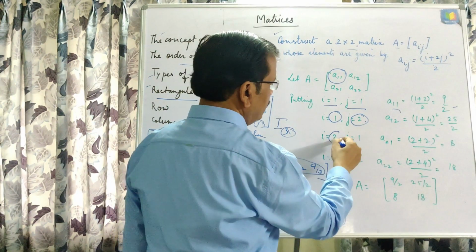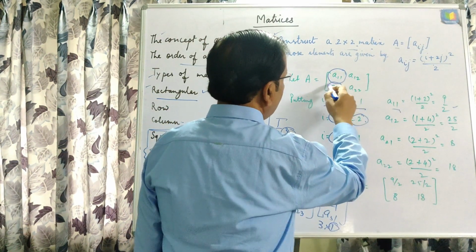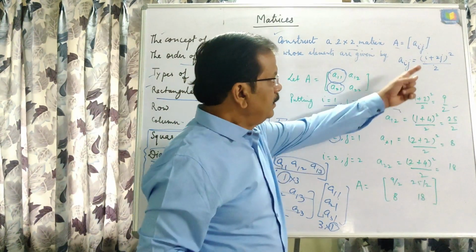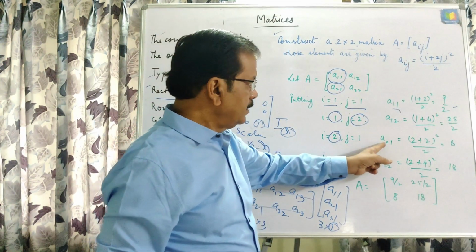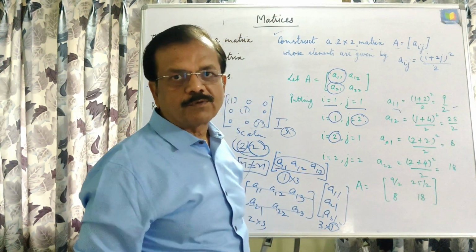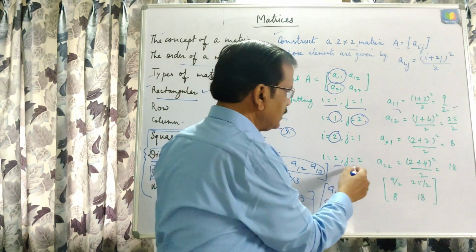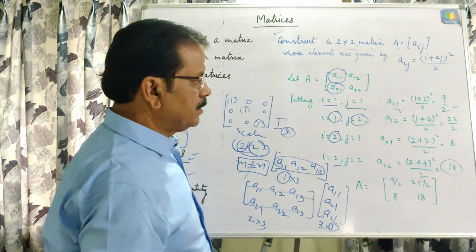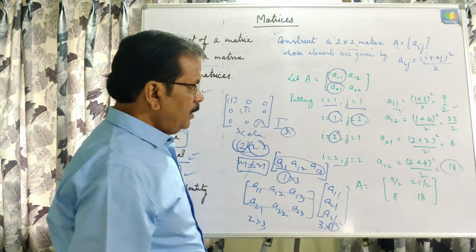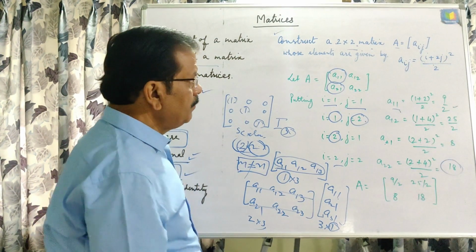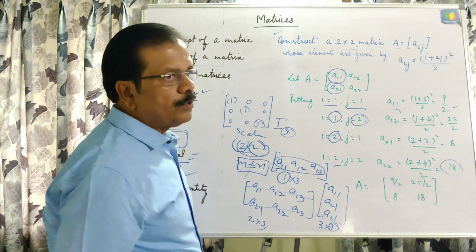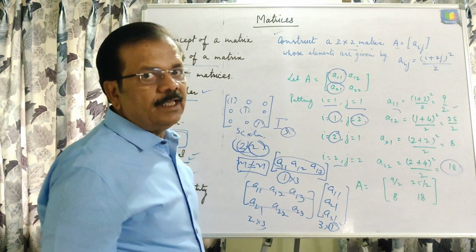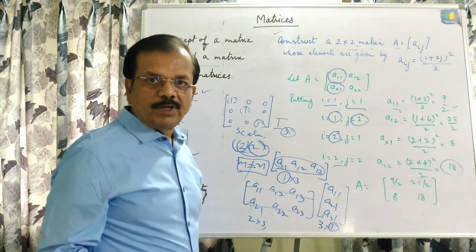In the same way, second row and first column, i is equal to 2 and j is equal to 1. In the given relation, we are writing here a21 is equal to (2 plus 2) whole square upon 2, that is 8. In the same way, the last one is coming out 18. So our matrix will be capital A is equal to 9 by 2, 25 by 2, 8 and 18. This way we can construct any matrix whose order is given and the elements are given in the form of any relation. Now next topic.